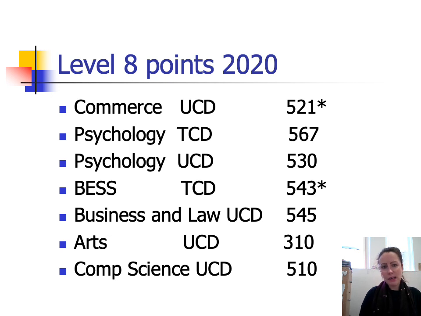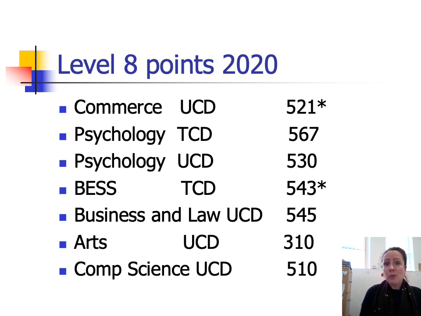So on the next slide is just a selection really of popular courses and to show you the points of what they were for 2020. Now you will notice that in 2020 points did go up for most courses, especially for commerce, which is normally around the 500 in UCD, 498 it was in 2019, it went up to 521. BESS in Trinity as well, which is your Business, Economic and Social Studies, which is normally about the 520 mark. It went up to 543.